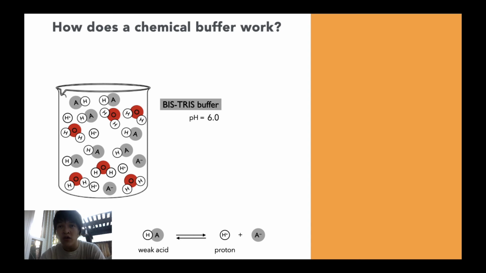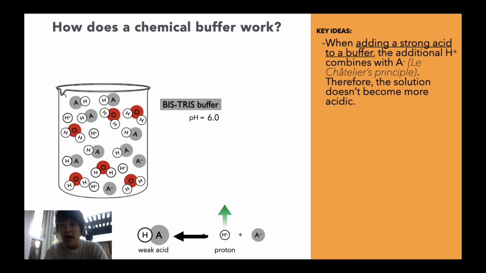If we increase the amount of protons, or the H+ ions, there'd be too much product, and the equilibrium doesn't like this stress. The stress to this equilibrium will cause the equilibrium to shift in the reverse direction, and this means that the H+ ion is going to be used up so that it creates more of the weak acid molecules. We can sum this up into a key idea right here. When adding a strong acid to a buffer, the additional H+ ions combine with A- ions. Therefore, the solution doesn't become more acidic.